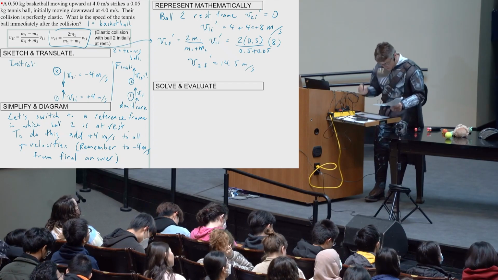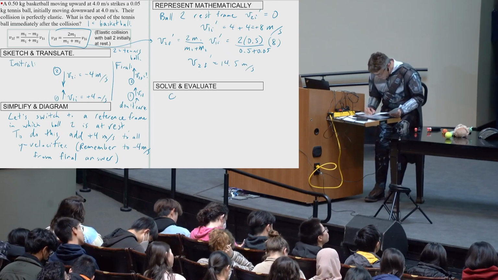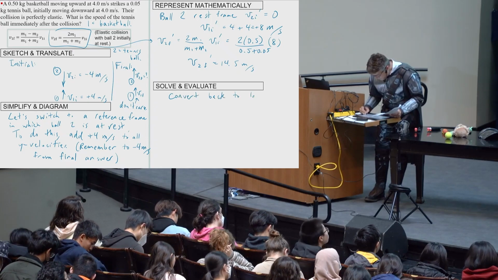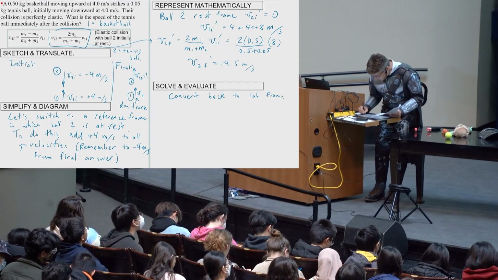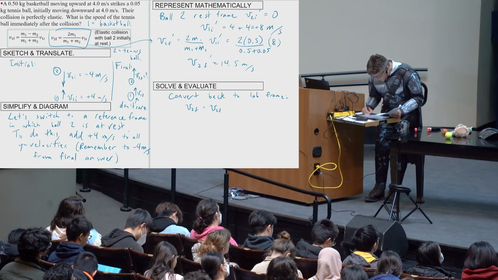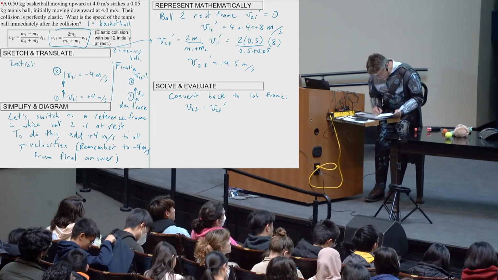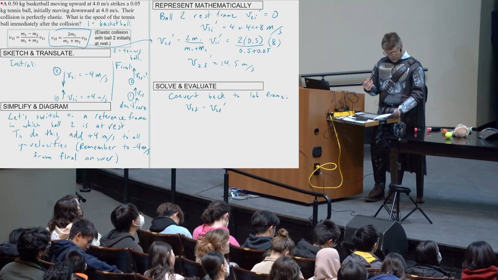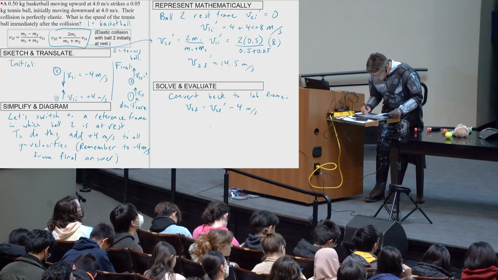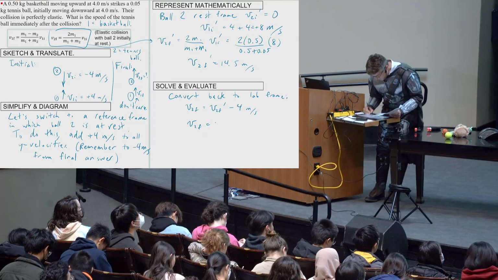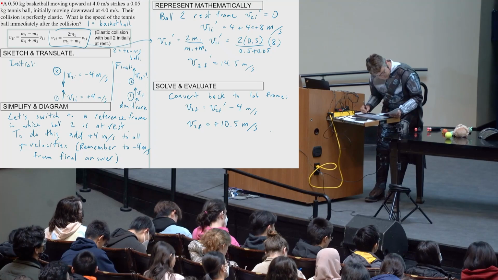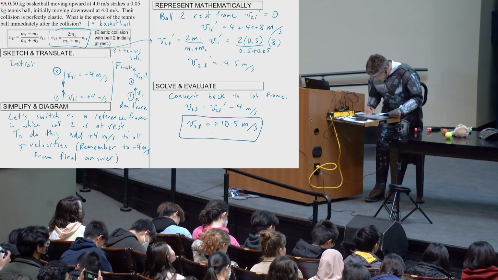But that's still in that primed reference frame, so don't forget, last thing, convert back to the lab frame. So we get what the tennis ball is really doing relative to us. V2 final without the prime is V2 final prime. We added +4 to get to that reference frame, so now we're going to minus 4 to get back to the lab frame. So V2 final equals plus 10.5 meters per second, which is actually pretty fast.